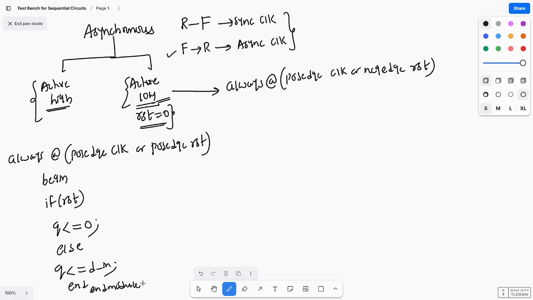Here you need to write begin, if not of reset, Q is non-blocking with 0, otherwise else Q is D in, D underscore in, end, and end module.